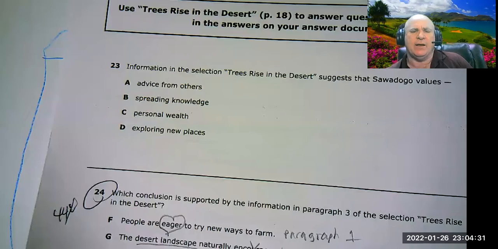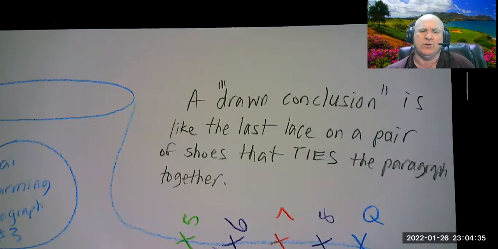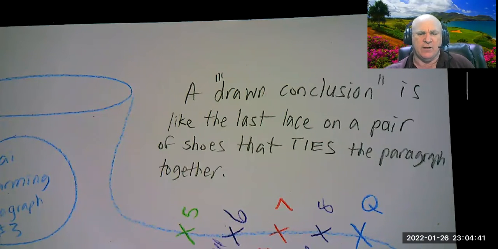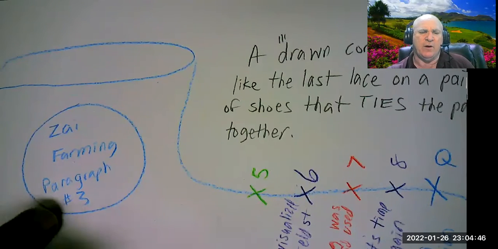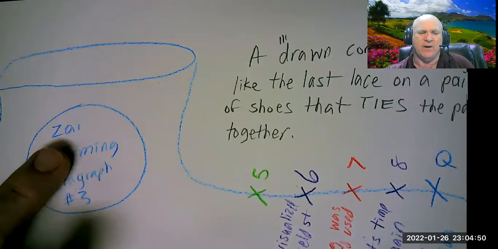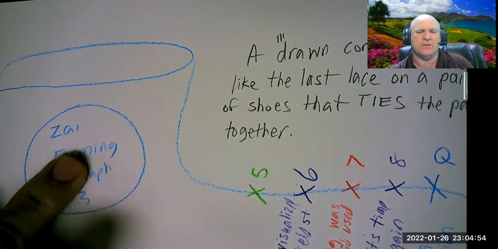And so I went ahead and made it a little bit bigger. A drawn conclusion is like the last lace on a pair of shoes that either ties the paragraph together or the passage. And since it was only about paragraph 3, about Zay or Zai farming and how it works, that's my title, that's my focus, my bullseye.